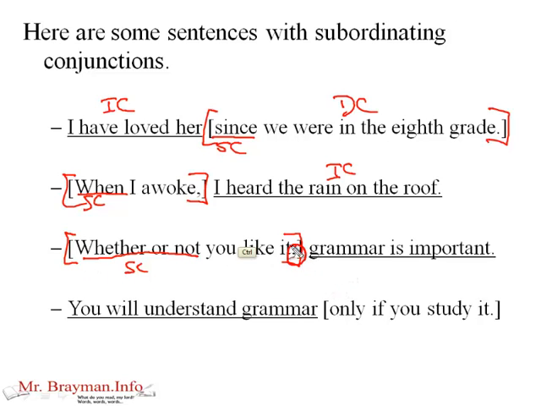Notice if I start with a subordinating conjunction, I need a comma right there. We're going to talk about that a lot. Freshmen mess that up. Sophomores mess that up. Juniors mess that up. Seniors start to get it. You're going to get this, right?